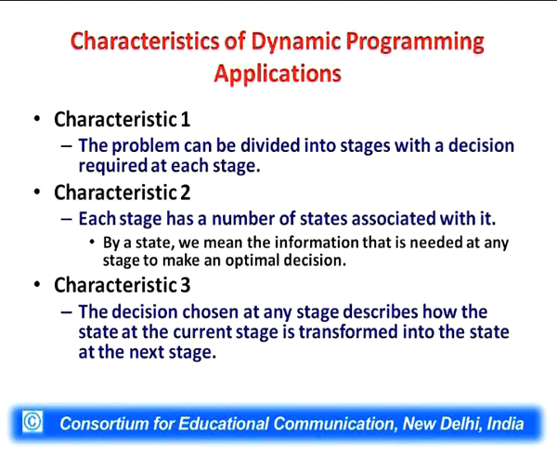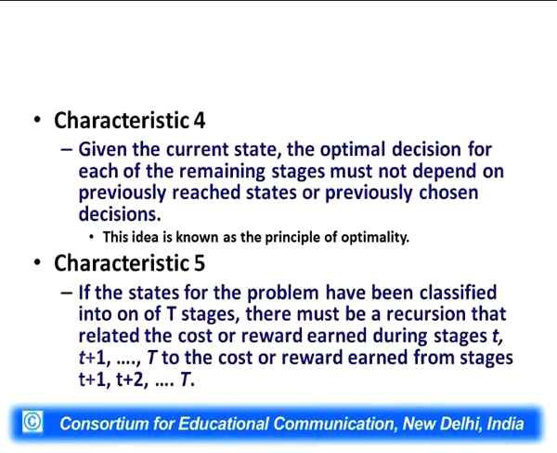Characteristic number 3, the decision chosen at any stage describes how the state at the current stage is transformed into the state at the next stage, because next stage input comes from the previous stage output. This we have covered, characteristic number 3.